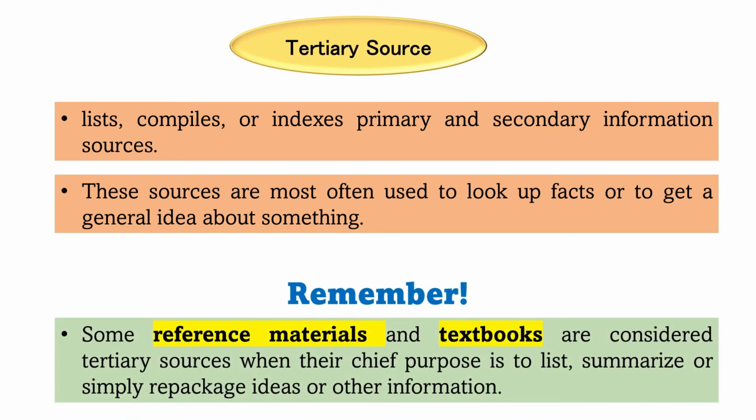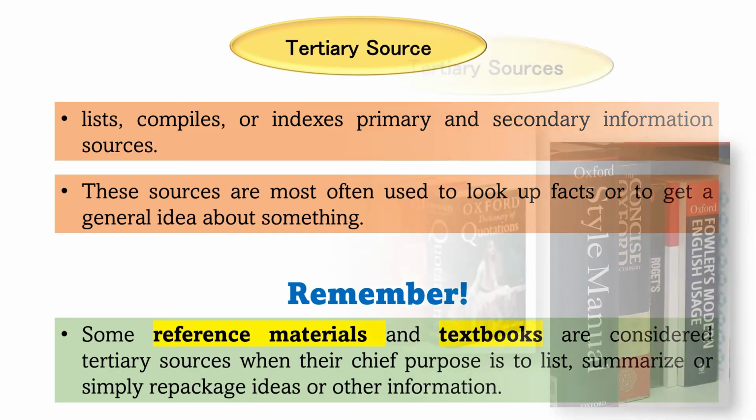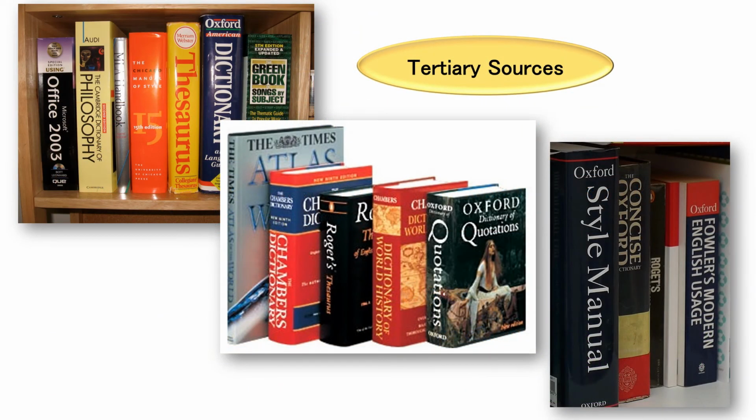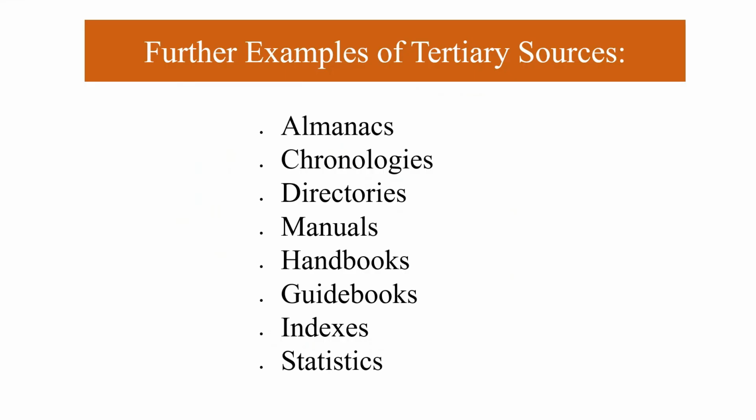Remember, some reference materials and textbooks are considered tertiary sources when their chief purpose is to list, summarize, or simply repackage ideas or other information. Here are some other examples of tertiary information sources. Almanacs, chronologies, directories, manuals, handbooks, guidebooks, indexes, statistics.